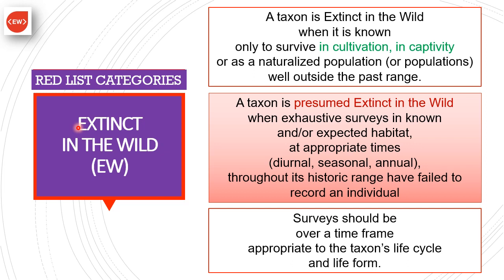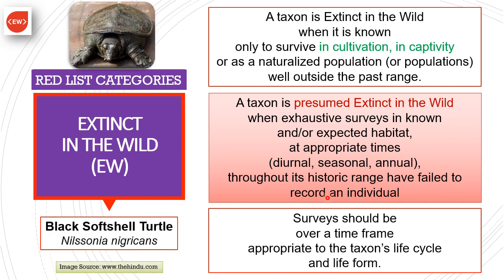Next is extinct in the wild. So it is extinct in the wild when the species is known to survive only in cultivation or in captivity, or as naturalized populations or populations well outside the past range, that it is no longer found in its original natural habitat. The rest of the two, presumed extinct in the wild and how the survey should be carried out, is similar to that what we talked of in extinct species.